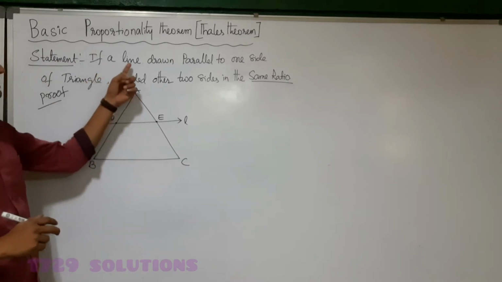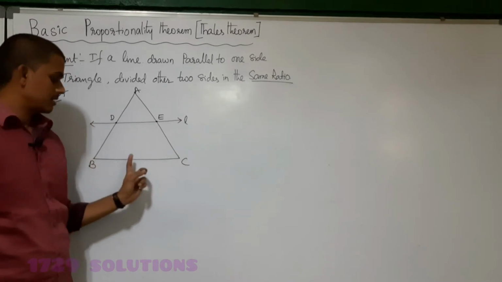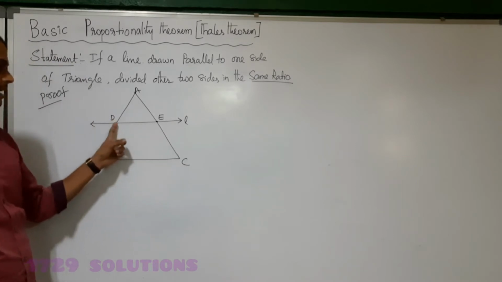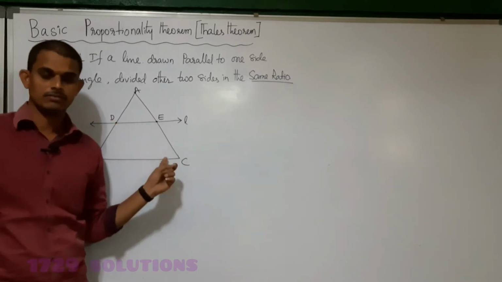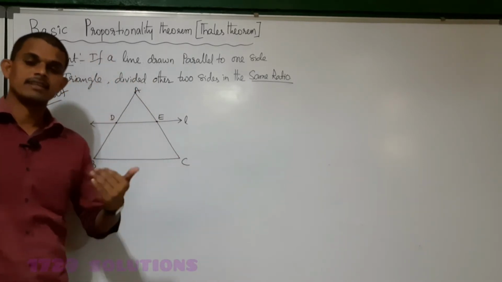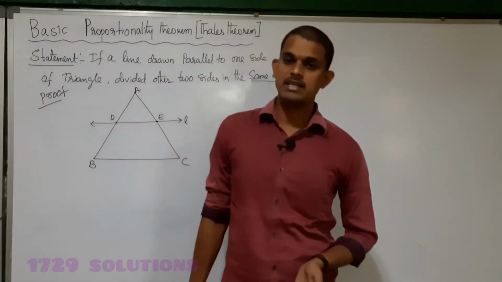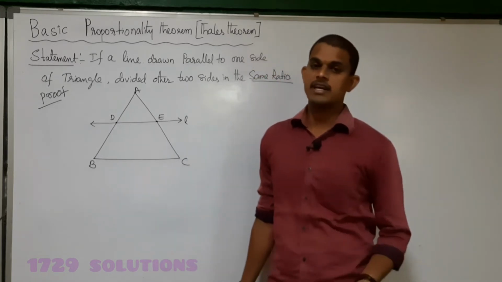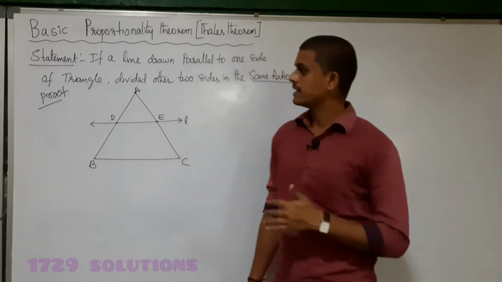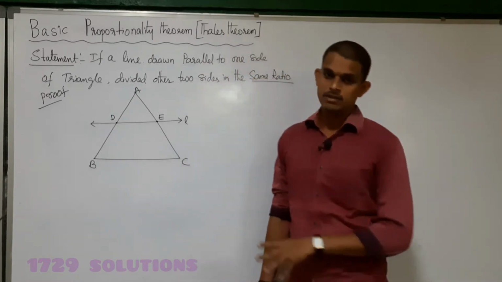Very important: a line drawn parallel to one side of a triangle automatically divides the other two sides in the same ratio. You need to learn the statement on your own, because in the exam they will give only the theorem name, like state and prove basic proportionality theorem, or state and prove Thales theorem. So you need to write the statement on your own and also the diagram and the remaining proof. Clear about the statement, everyone?